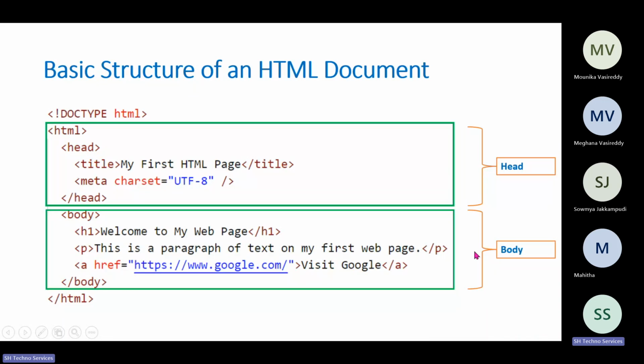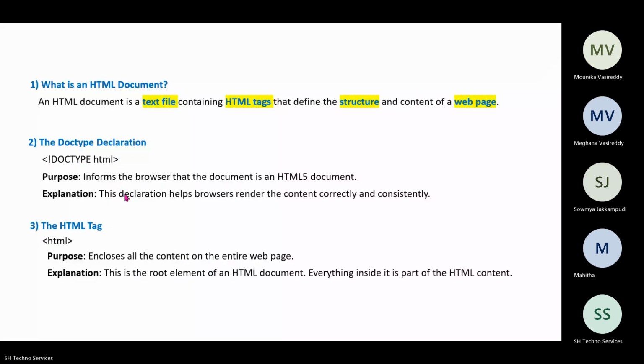Now I am going to explain what is this document type HTML, what is this head tag, what is this title tag, and what about meta. I will explain in the next slide. Here, an HTML document is just a text file which contains HTML tags that define the structure and content of a web page.